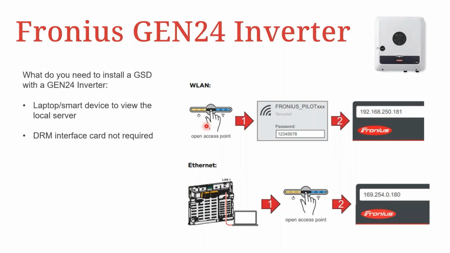So we just open up the access point and we type in the password to connect to the Wi-Fi, type in this IP address here, and if we're using LAN, you connect up to the LAN port, open the access point and type in this IP address. So again, I just want to emphasize we do not need a DRM interface card for this. It's simply just setting up the IO mapping and then connecting the GSD.